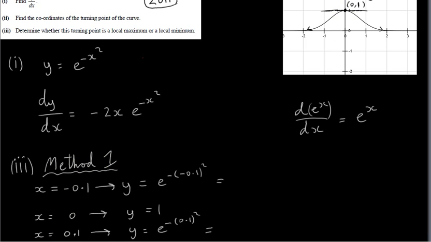So let's take values on either side of x equals 0. So we take minus 0.1 and let's take 0.1. What we do is we calculate y for each of these two values, and if the y values we get are less than 1, then this turning point must be a local max.